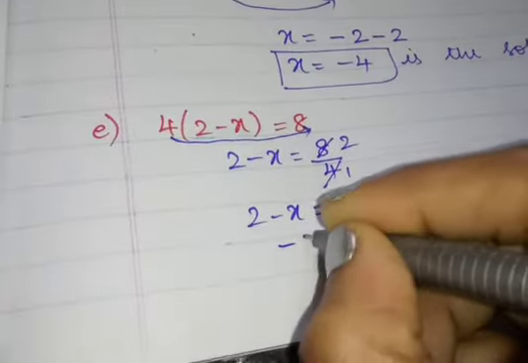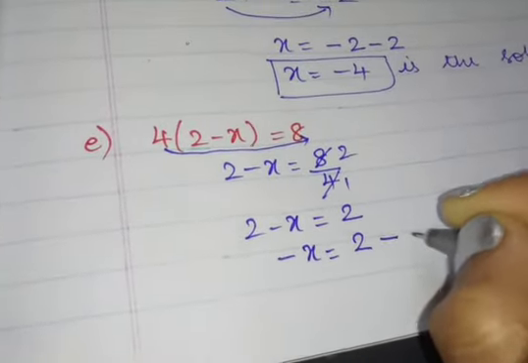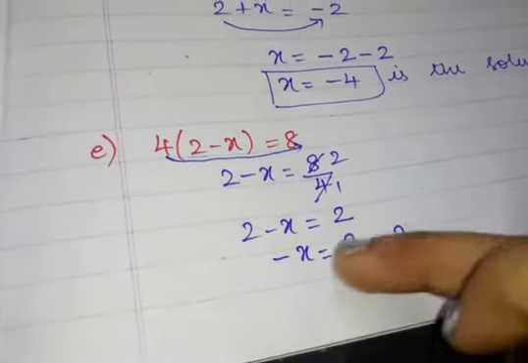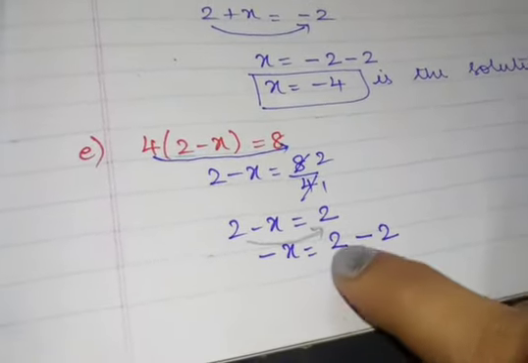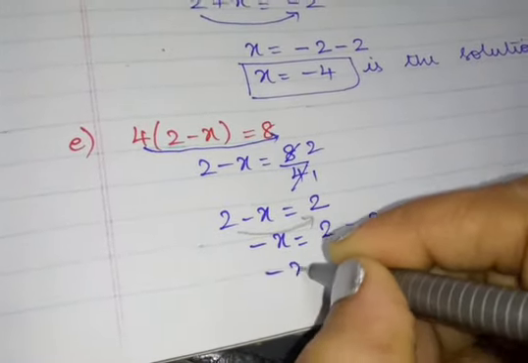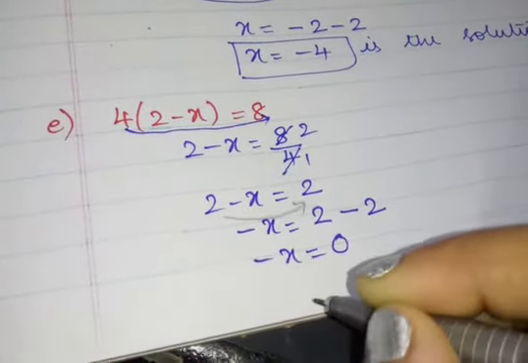Now minus x is equal to 2 minus 2, because I am bringing this plus 2 towards the other side, it becomes minus 2. So 2 minus 2. Minus x is equal to 2 minus 2, 0.